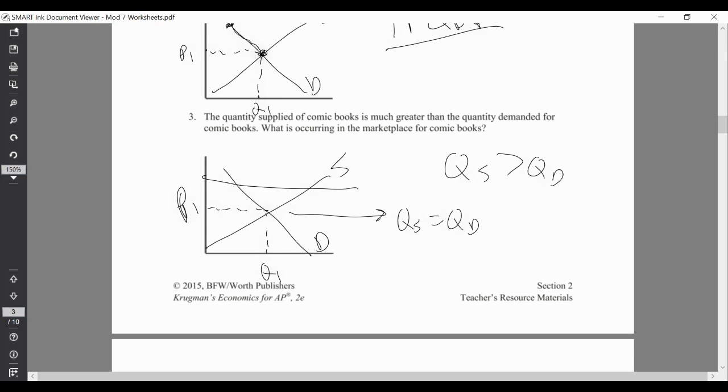The price must be too high. There is a surplus. We have a surplus of comic books. The price must fall to go back down to equilibrium so that quantity demanded equals quantity supplied.